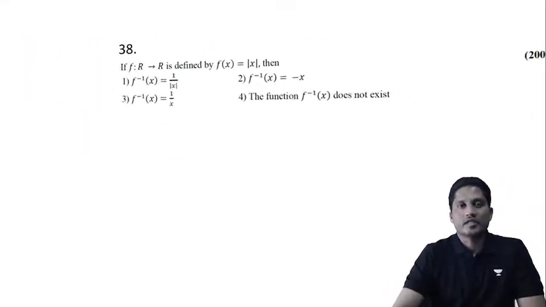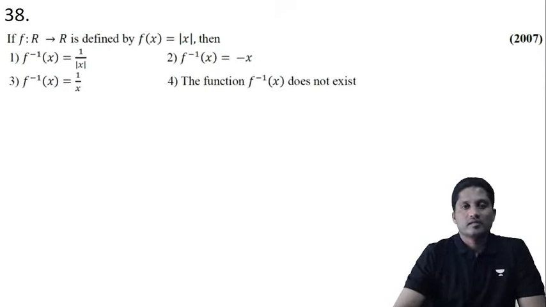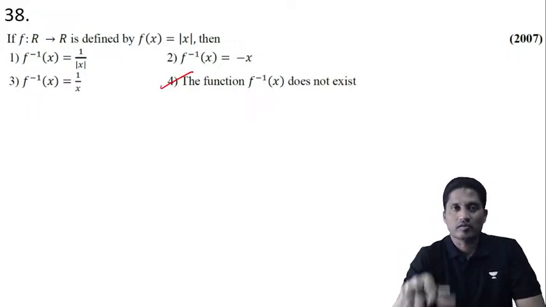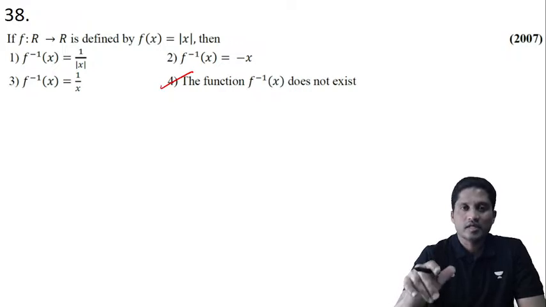Alright, question number 38. F of x is equal to mod x. Then what will be the inverse? Inverse doesn't exist. Inverse will exist only if it is both 1 to 1 and onto. Alright, so this inverse doesn't exist because mod x is neither 1 to 1 nor onto. Answer is option D.